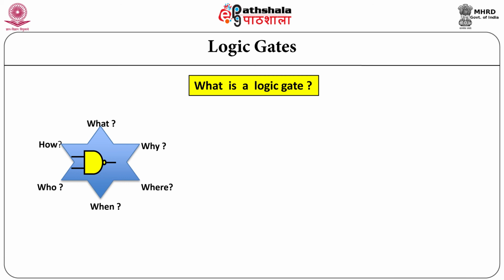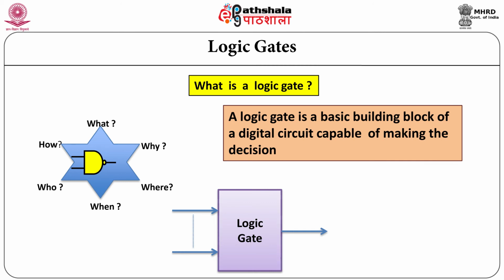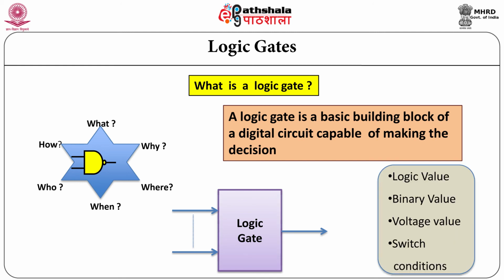What is a logic gate? A logic gate, as the basic building block of a digital system, is capable of making decisions. It is an electronic circuit with one or many inputs and only one output. Most logic gates have 2 inputs and 1 output. At any given instant, every input or output terminal is in one of 2 logic conditions, true or false, which describes the logic value. 1 or 0 provides the binary value. High or low describes the voltage level, and on and off describes the switch position.